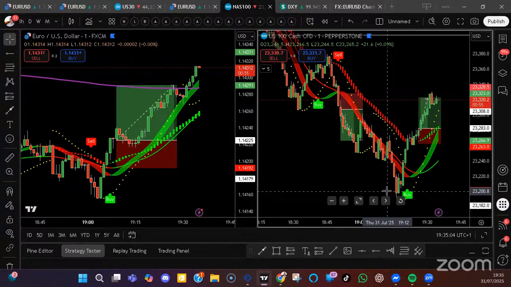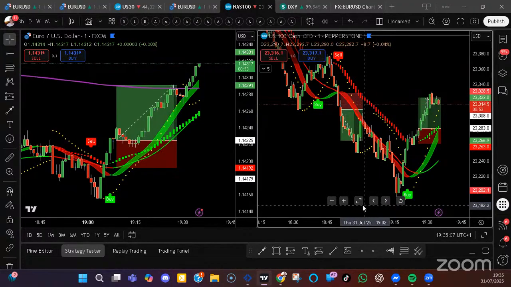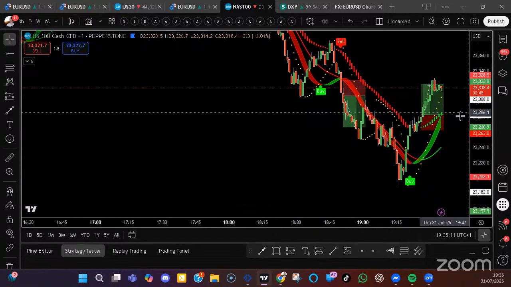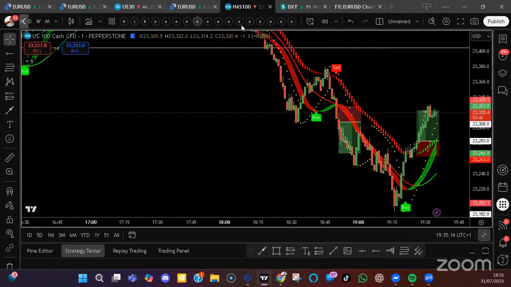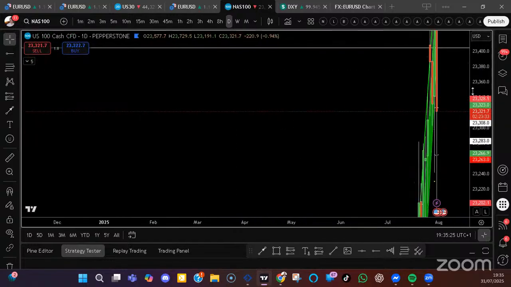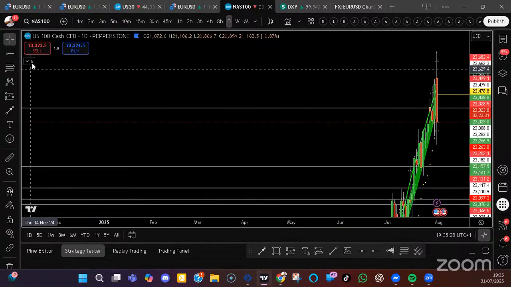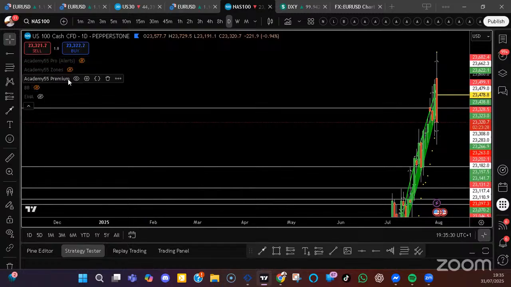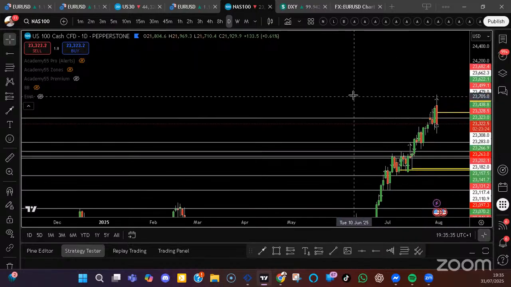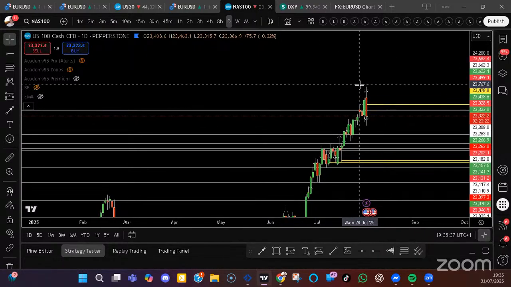Any gaps to fill? All right, okay. So look. Fair value gaps, Raj. Let's have a look. Right, we're going on the US 100. Let's go on the daily. Let's take the indicators off first.